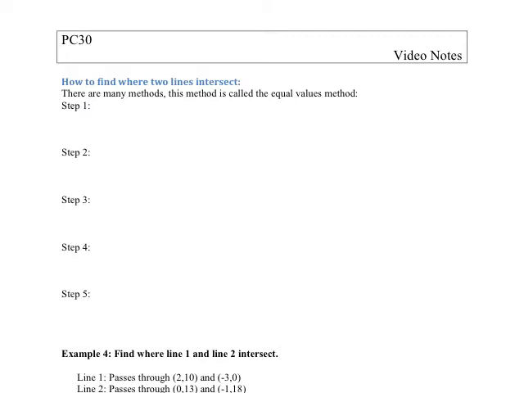Alright, so sometimes we're asked to find where two lines intersect. And if we want to do that, there's actually several different methods. The method I'm going to show you is called the equal values method. I wouldn't say that it's the best method, but it definitely works. Step 1 is, what we want to do is set both equations equal to 0. Sorry, both equations equal to 0 or equal to y.